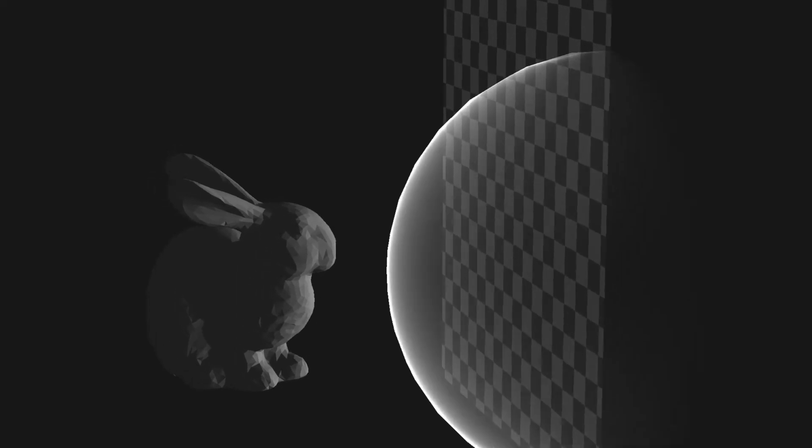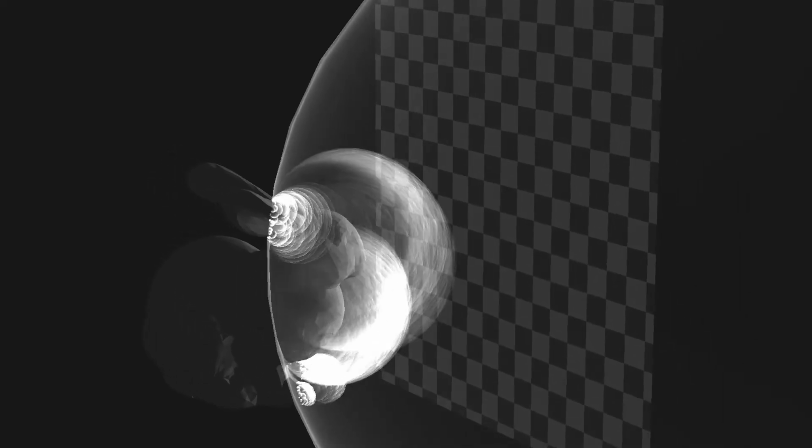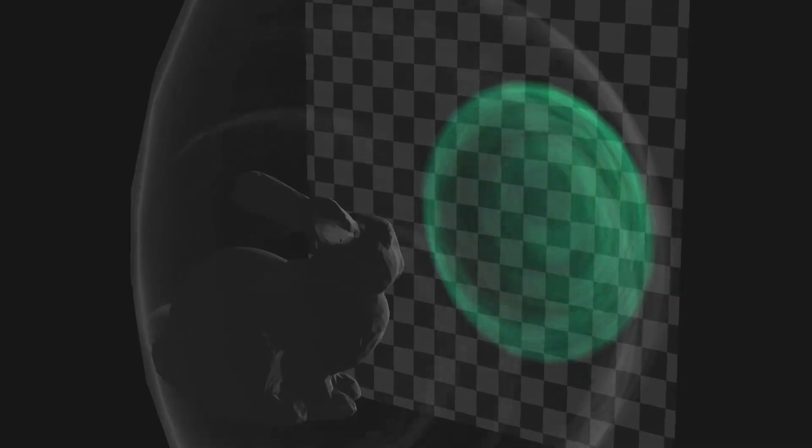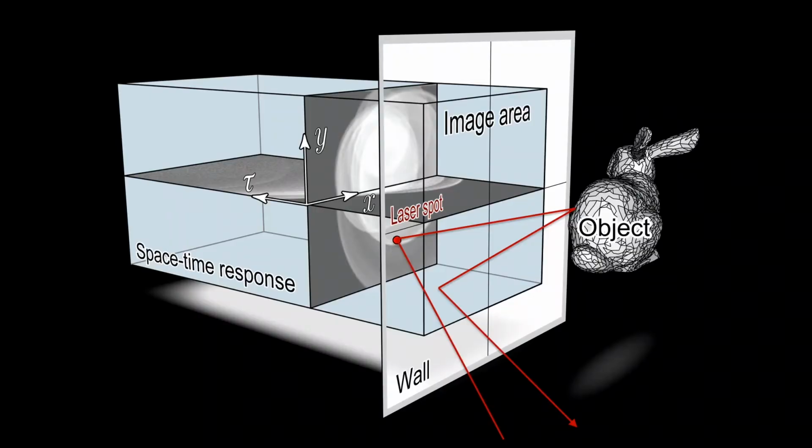If we now illuminate a point on our wall with an ultra-short laser pulse, we get a wavefront that interacts with the hidden scene and after returning to the wall gives us rich patterns of light that encode information about the scene. Such light patterns can be measured using suitable devices like streak cameras or ultra-fast photodiodes. We call them light echoes, or more technically, space-time impulse responses.